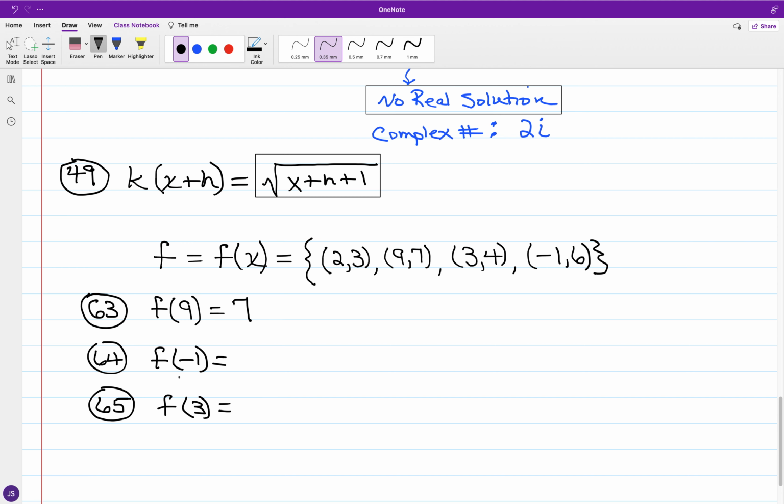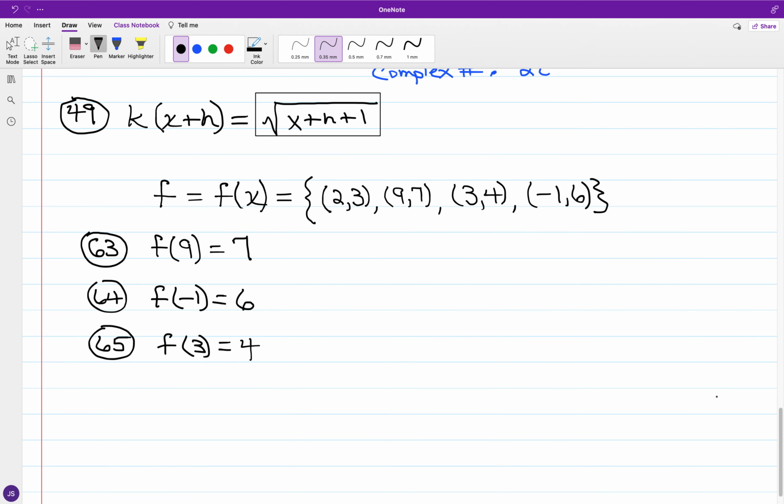Now for number 64, we're looking at the y value whenever x is negative 1. So when x is negative 1, your y, or f of negative 1, is going to come out to 6. And in the case of f of 3, your x value, not your y value, is at 3. So 3 appears twice. Once it's a y value, once it's an x value. For f of 3, we're looking at the y value whenever x is 3, and that is going to be 4. Again, you have 9, 7, negative 1, 6, as well as 3, 4.